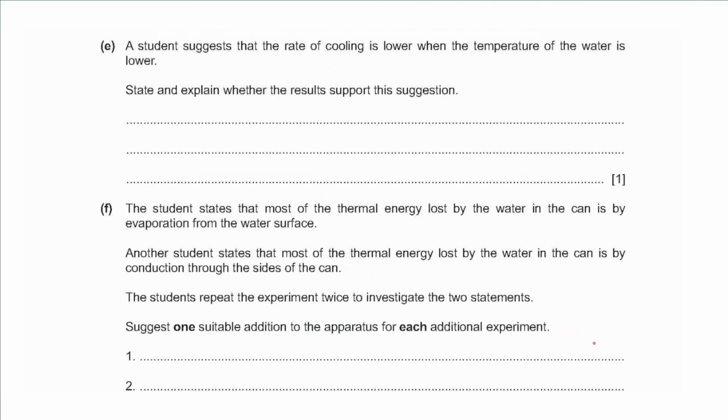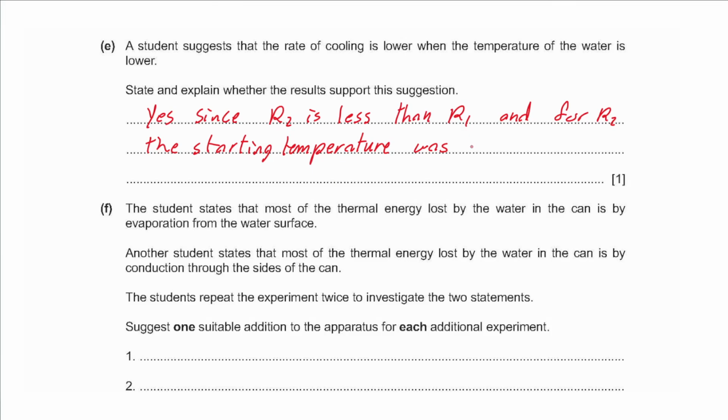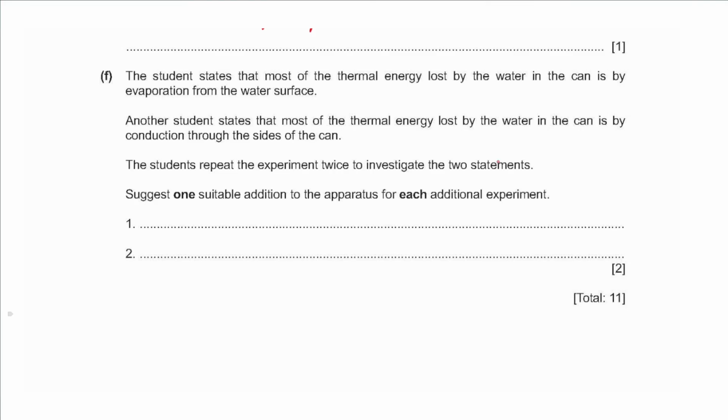Question E says a student suggests that the rate of cooling is lower when the temperature of the water is lower. State and explain whether the results support this suggestion. So the rate was actually lower at the second part of the experiment, and it did have a lower temperature. So we say yes, since R2 is less than R1, and for R2 the starting temperature was actually lower than for R1.